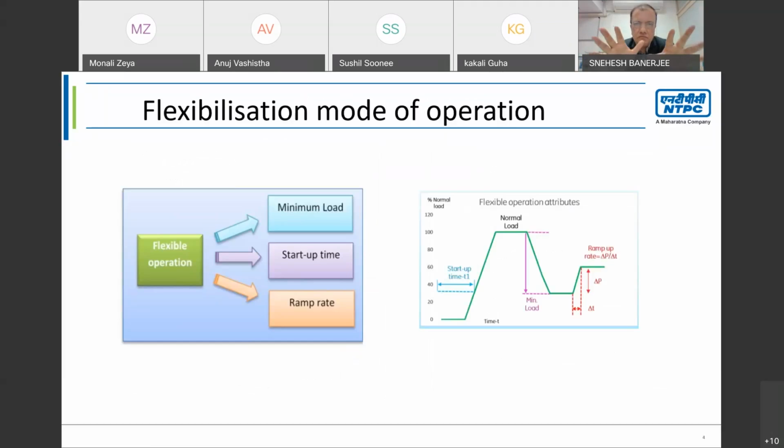Now, with respect to coal-based units, these are the three vital areas we are really focusing on. One is minimum loading operations, another is frequent startup, and the third one is ramp rate. These are the three basic characteristics of flexibilization in a coal-based unit.